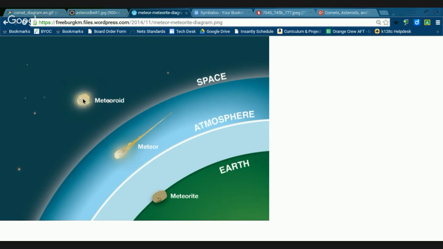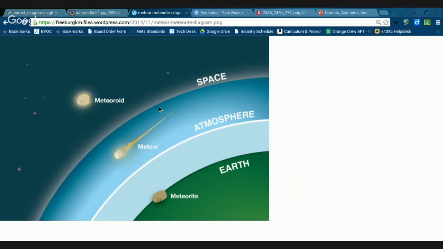So in this instance, this particular meteoroid would not technically have an orbit because it's coming towards Earth. It's not going around the sun at that point. If it enters Earth's atmosphere, it's going to be a meteor. So the definition of a meteor is a meteoroid that is passing through Earth's atmosphere.